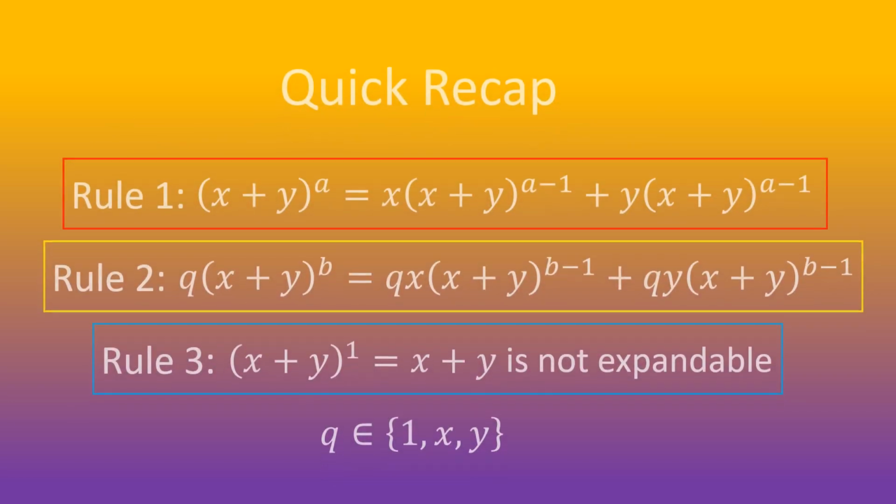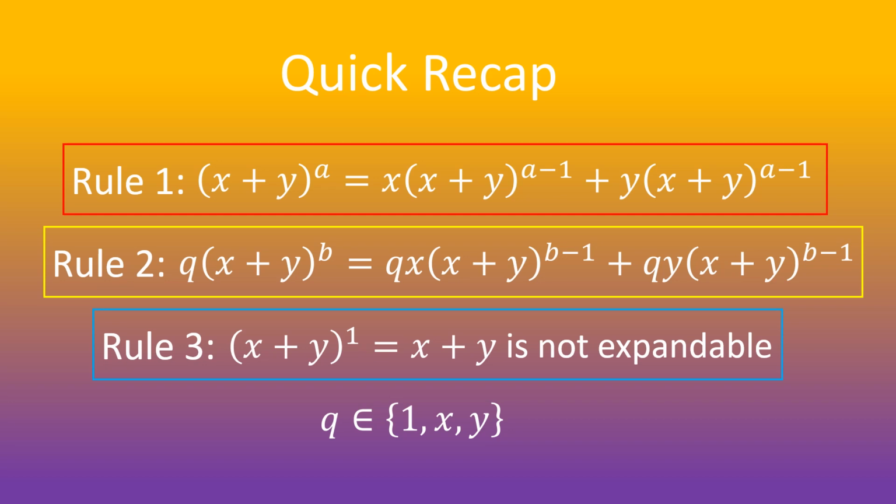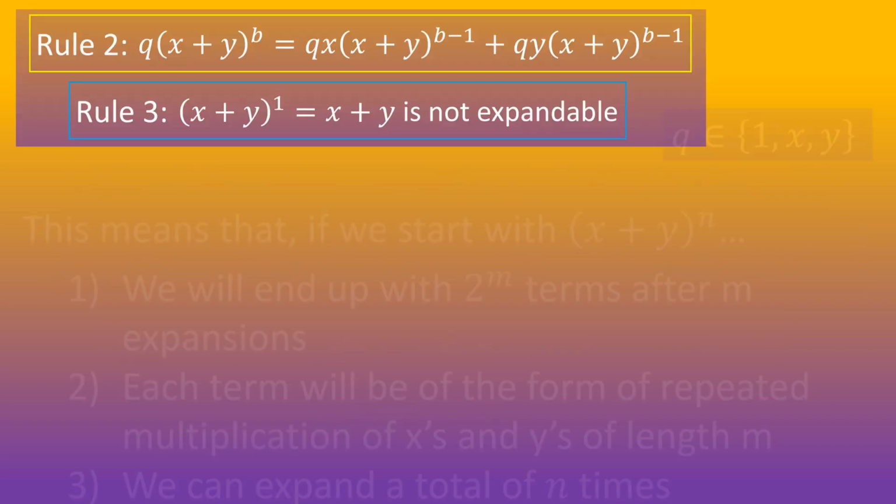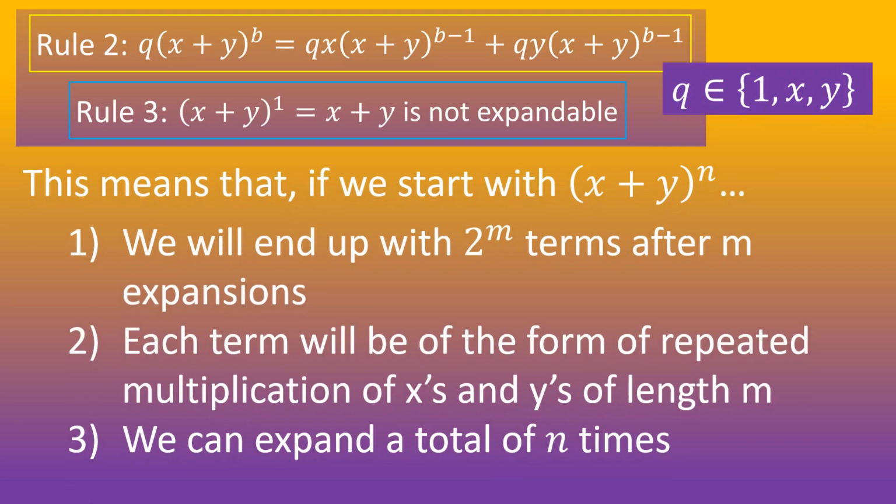So here's a quick recap of our rules. So basically, we only need rule 2 and rule 3, because rule 2 is just a generalization of rule 1, where q is a member of {1, x, y}. So we're only going to deal with rules 2 and 3 from now on. Alright, so rules 2 and 3 mean that if we start with (x + y)^n, we will end up with 2 to the power of m terms after m expansions, which makes sense because each expansion results in 2 terms, and we can expand those 2 terms with another 2 terms, etc.